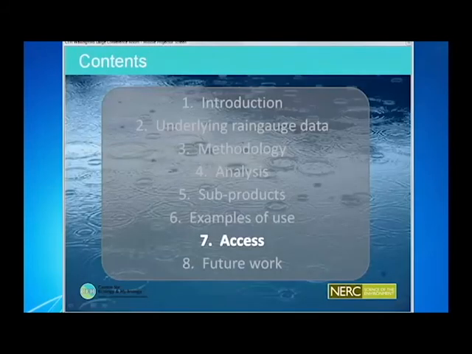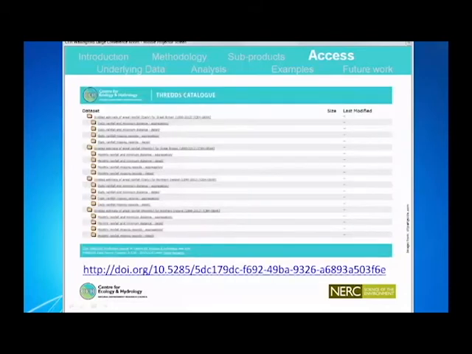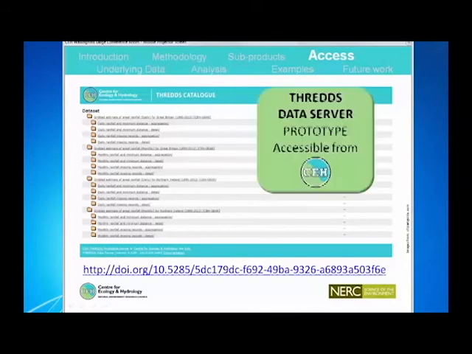Now I'm going to explain how you can access the data. The data is stored in NetCDF format, which is, I think, currently the most common way of storing and sharing multidimensional spatial scientific data, because it's highly portable, it has built-in metadata, etc. And the data is hosted by a THREDDS server, which is at the moment still a prototype, which is only accessible from within CEH.